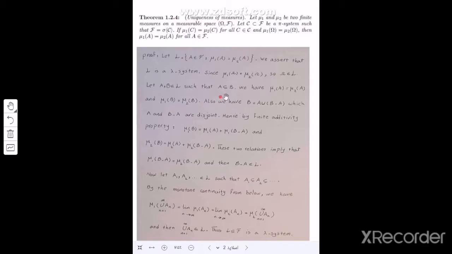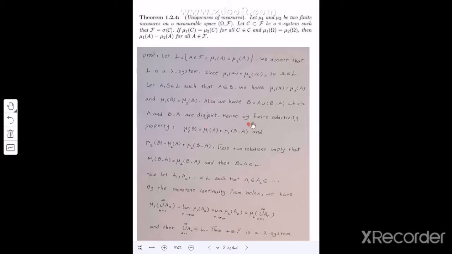And it is clear that A is a subset of B. We can write B is equal to A union (B minus A). Okay? With this property, we can write B is equal to A union (B minus A), and you can check that A and B minus A are disjoint.